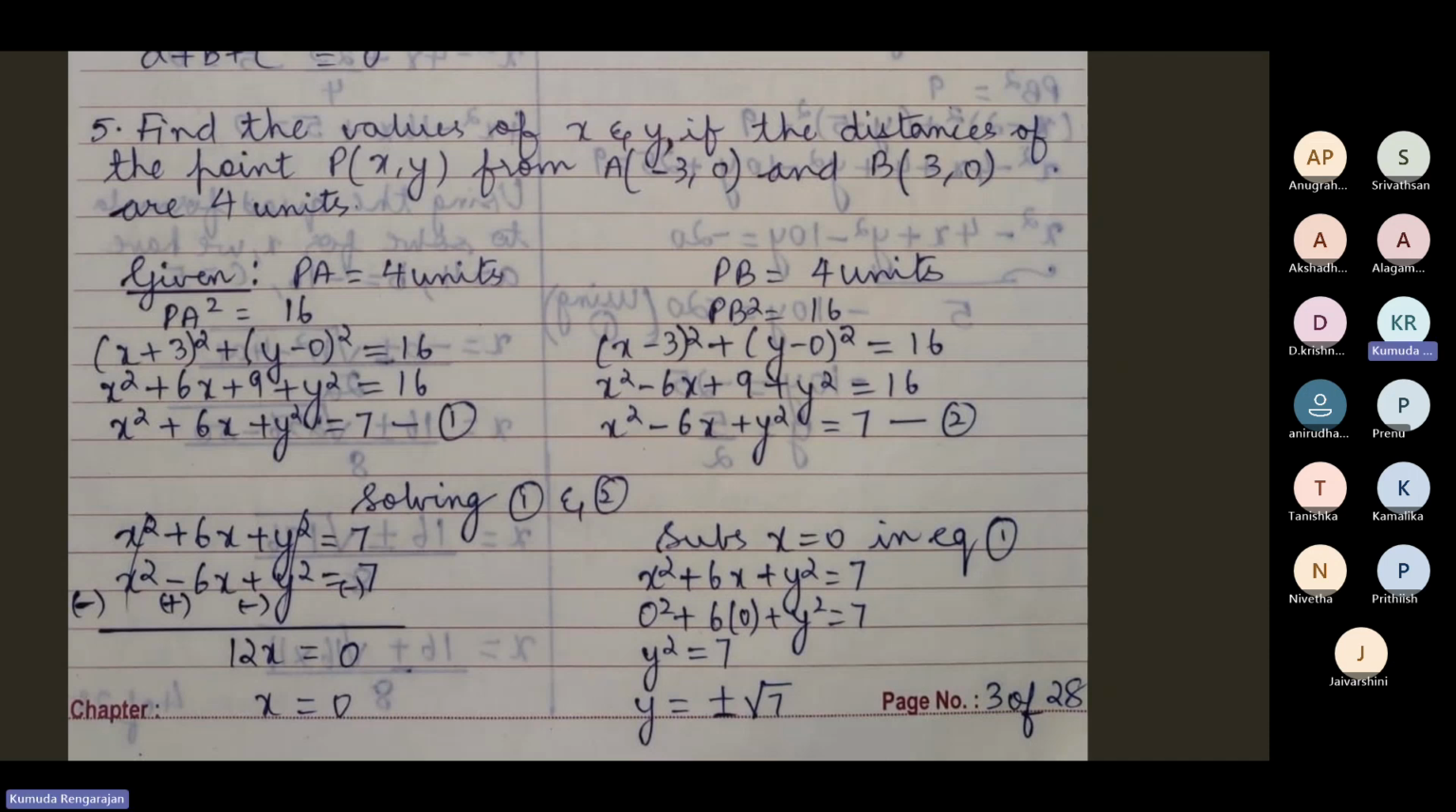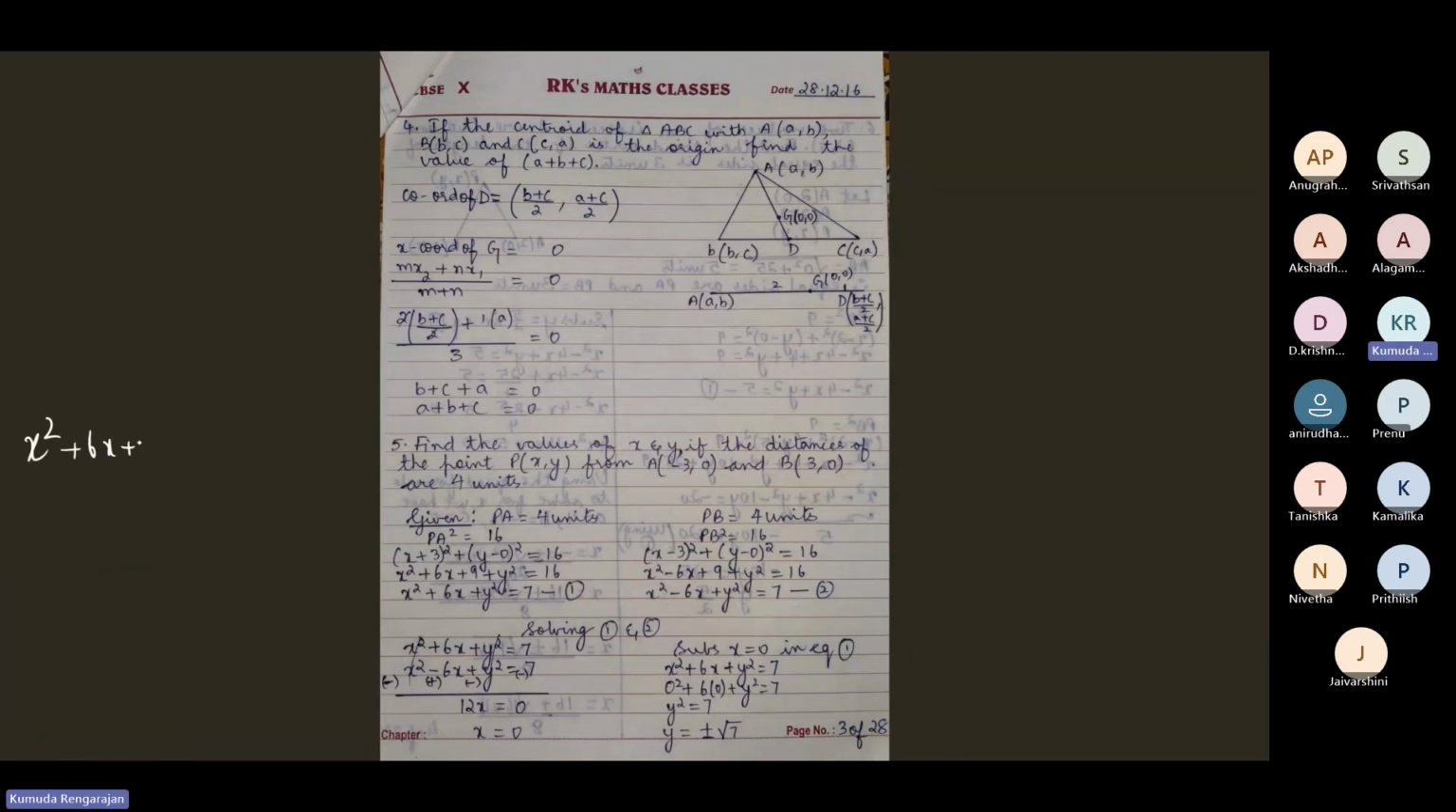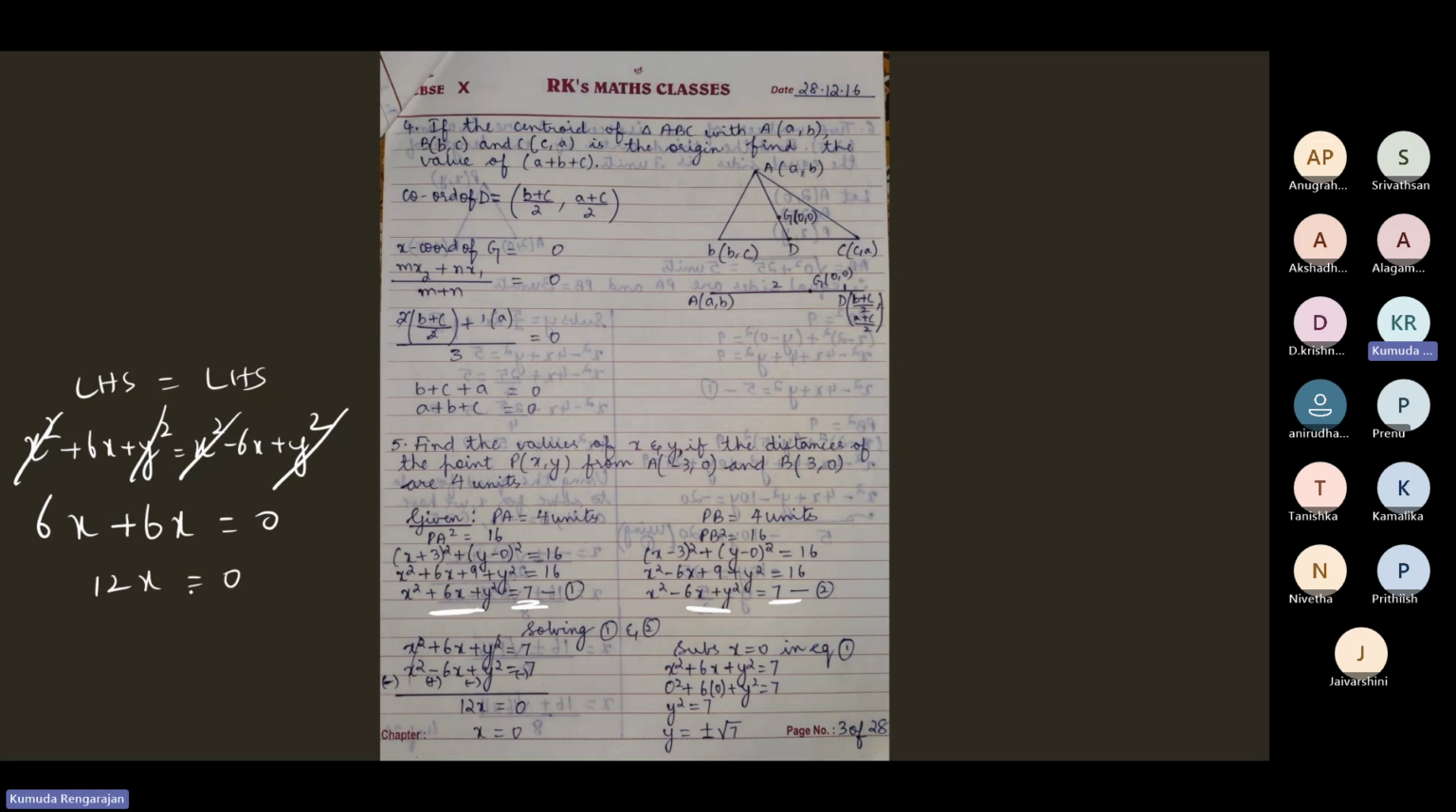When I say equate, you can also do this. X squared plus 6x plus y squared is equal to x squared minus 6x plus y squared. That is the left-hand side is equal to the left-hand side, because RHS is 7 here and 7 here. So x square on either side gets cancelled. Y square on either side gets cancelled. 6x minus 6x on the other side, plus 6x, is equal to 0. So 12x equals 0. X is equal to 0 by 12, which is 0.